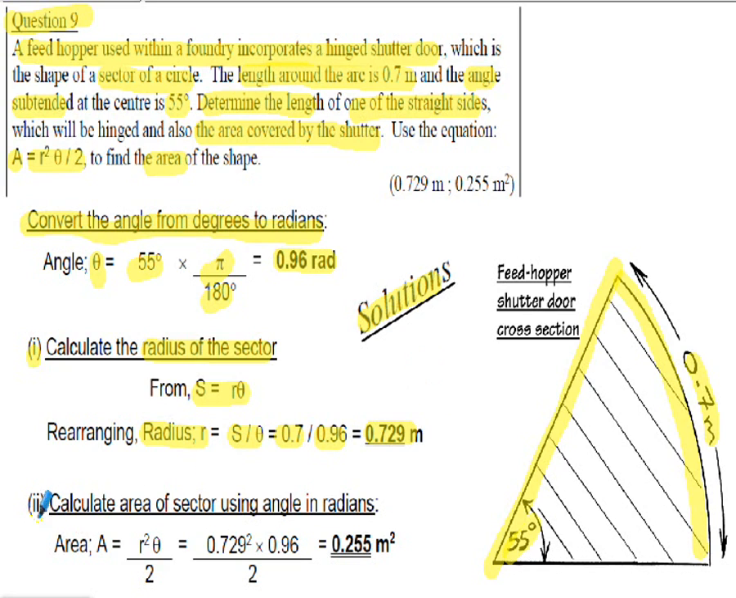And in part 2, we're asked to calculate the area of the sector. So A is equal to r squared theta divided by 2. The r in this case is 0.729 from above, so 0.729 squared, multiplied by the angle theta divided by 2. That gives a value of 0.255 meters squared.